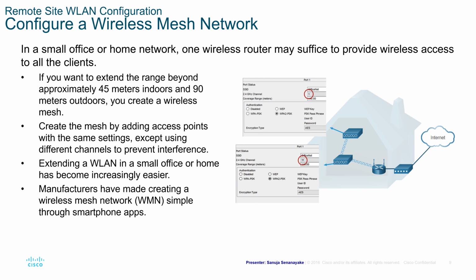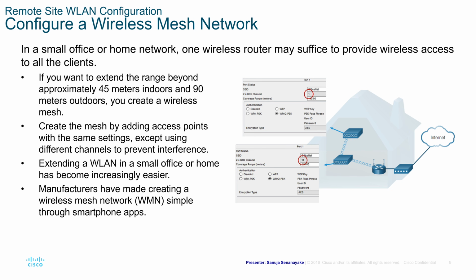Now we're going to look at how you can configure a wireless mesh network. In a small office or home office network, one wireless router may be enough to provide wireless access to all the clients. If you want to extend the range beyond the approximately 45 meters indoor and 90 meters outdoor range of a typical wireless network, you can create a wireless mesh.